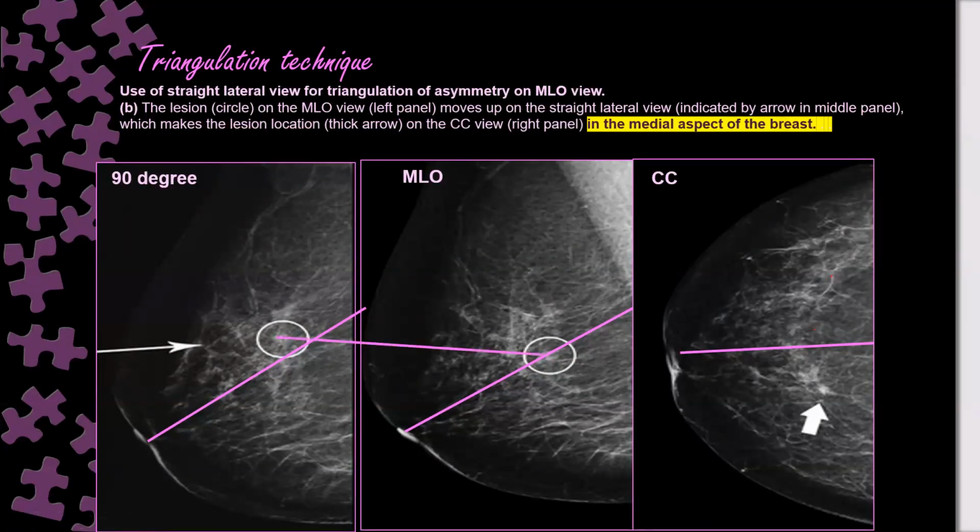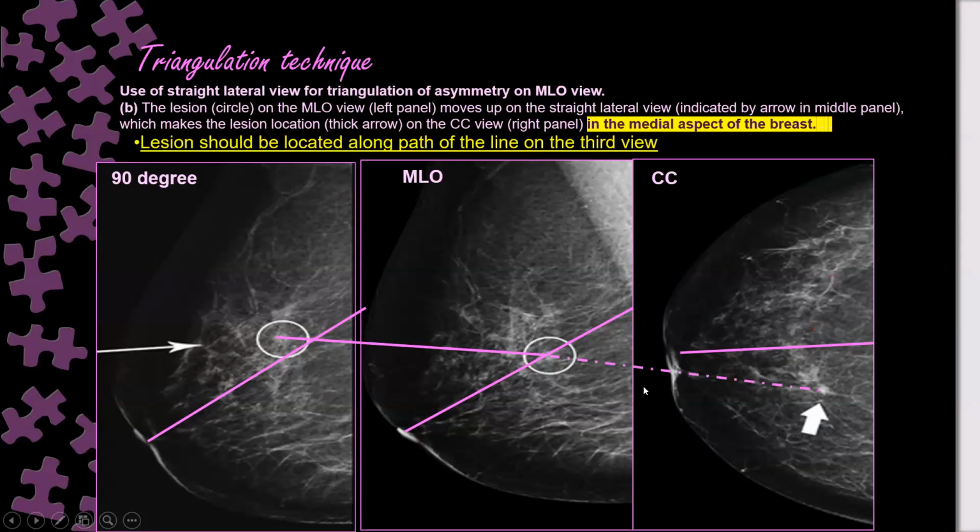Okay, draw the line. If we complete the path, you can find it. And at this step, here is the lesion in the middle, in the posterior aspect of the middle depth. We have to have the same depth.